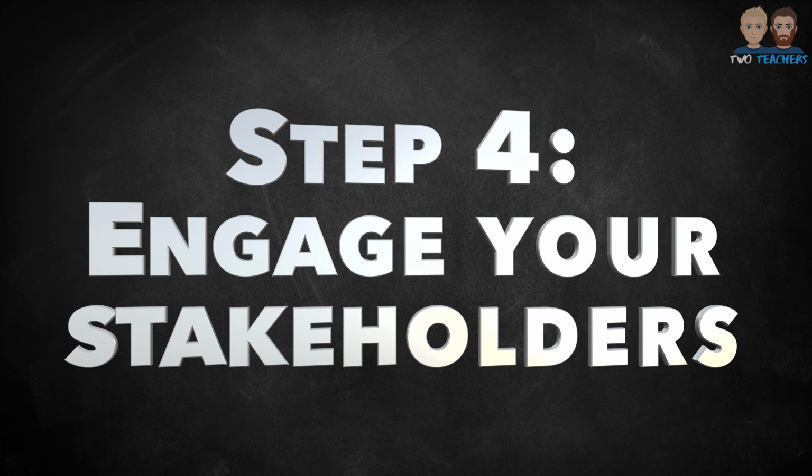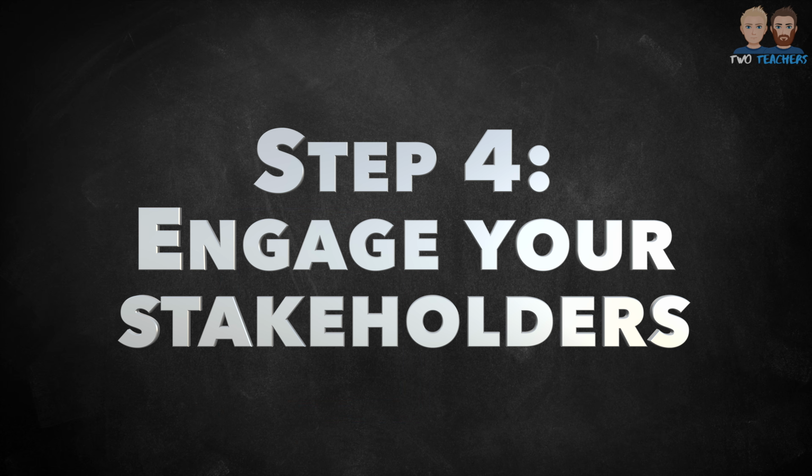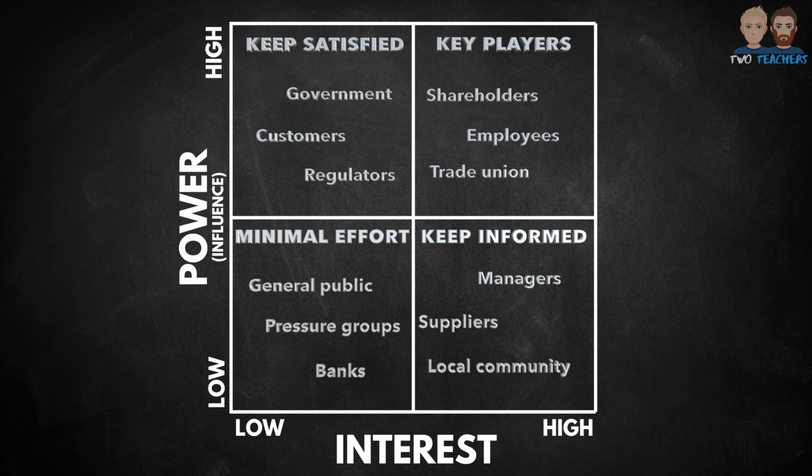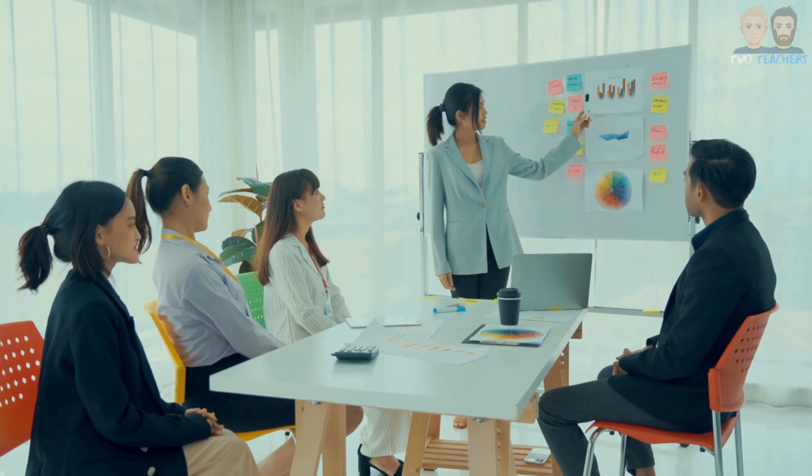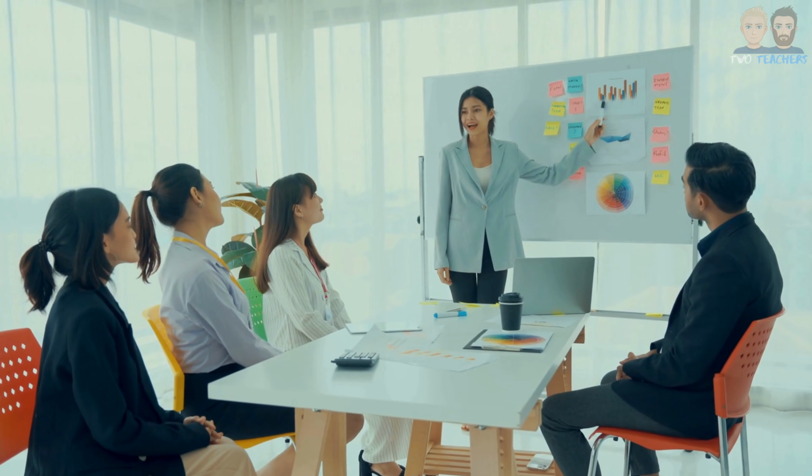The 4th and final step is to engage your stakeholders. Once you've categorized everyone, it's time to create your engagement strategy. You can do this by prioritizing your key players by involving them in major decisions, keep high interested stakeholders informed and excited, satisfy high influence stakeholders by ensuring their needs are met, and monitor everyone else lightly, just in case something shifts. By focusing your time and energy where it matters most, you can streamline your efforts and keep your project or decision on track.